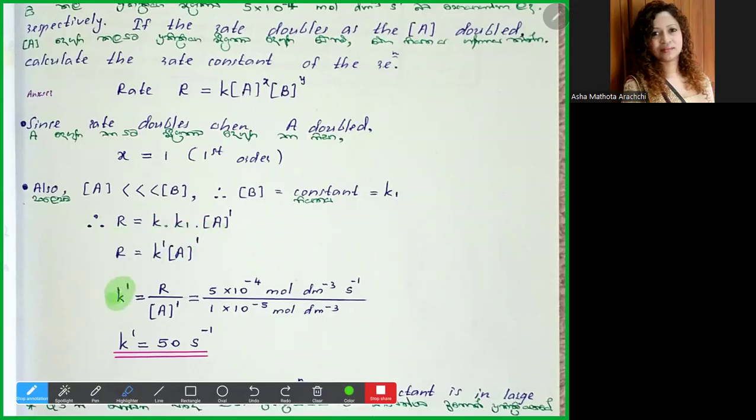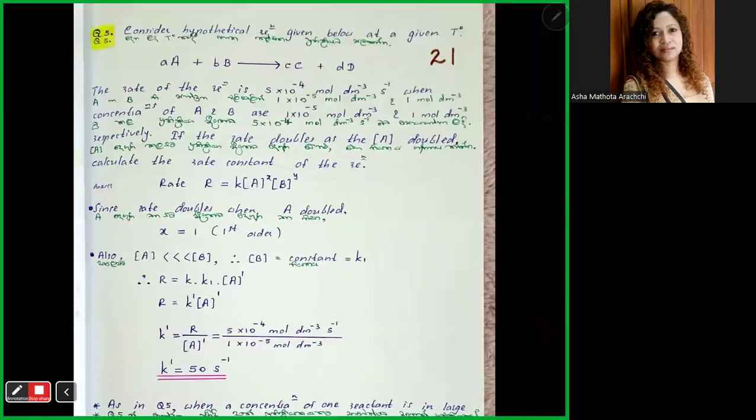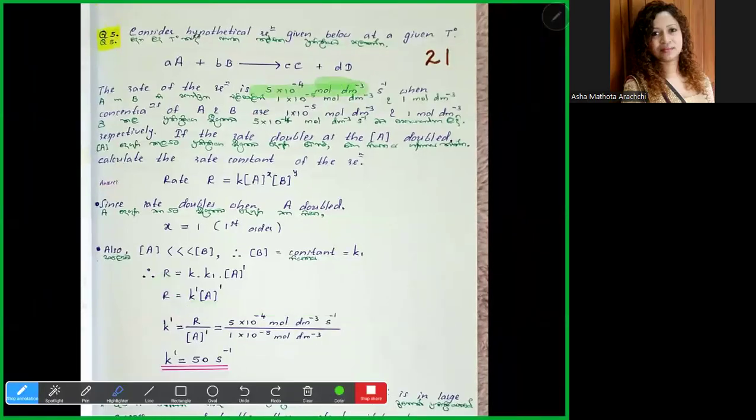They are asking for the rate constant, given the rate and A's concentration. The rate they were given as 5 into 10 to the power minus 4. And A's concentration, see, it's given here, A is 1 into 10 to the power minus 5. If you simplify those two, K prime equals 50, then moles per cubic decimeter cancel off so that per second is remaining.